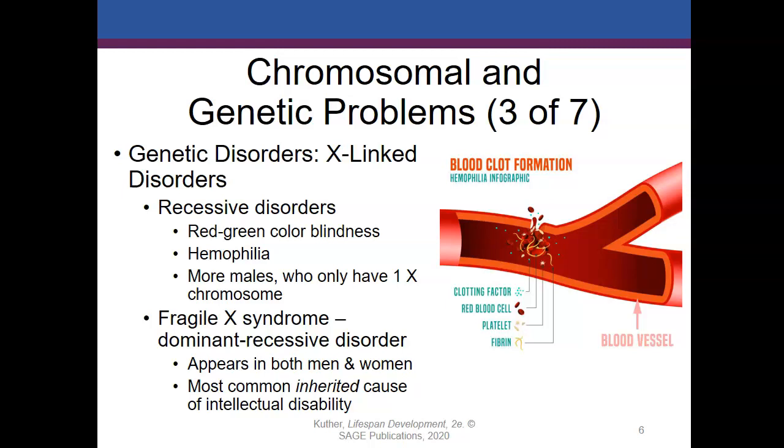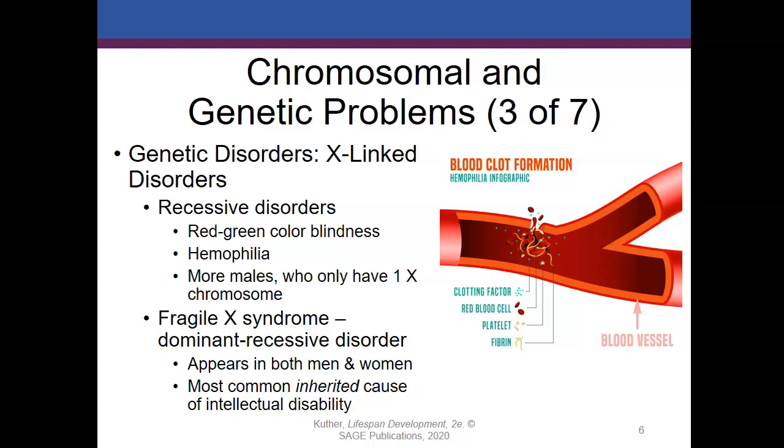Males are most likely to be affected by most of the X-linked genetic disorders, such as hemophilia, because they only have one X chromosome. Females have two X chromosomes, so a recessive gene located on one X chromosome will be masked by a dominant gene on the other X chromosome.